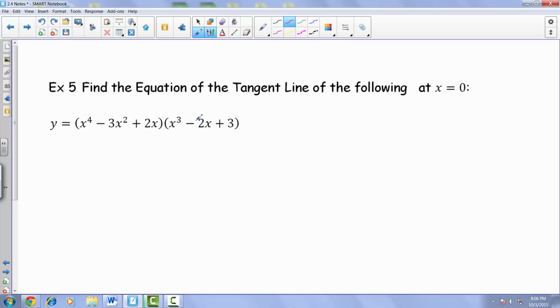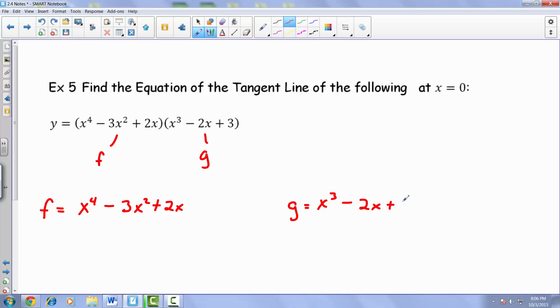Now, certainly, yes, you could go ahead and distribute all these items and end up with some polynomial as one line. You could do that, but I think it would actually require more work than just using your product rule. So for right now, we're just going to let f be this first piece and g be our second part. So then we have f is equal to x to the fourth minus 3x squared plus 2x, and g is equal to x cubed minus 2x plus 3.